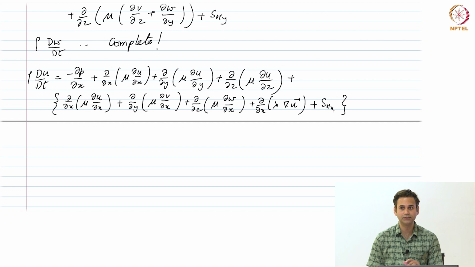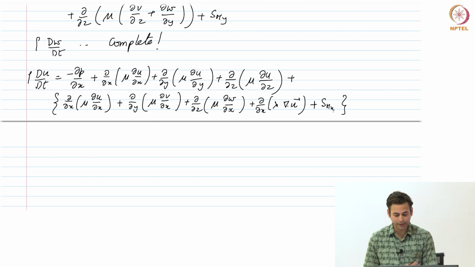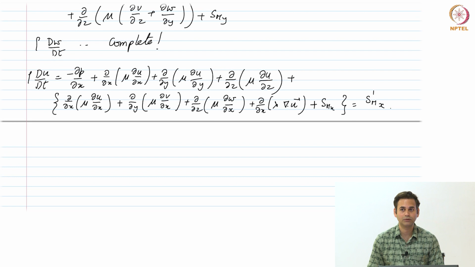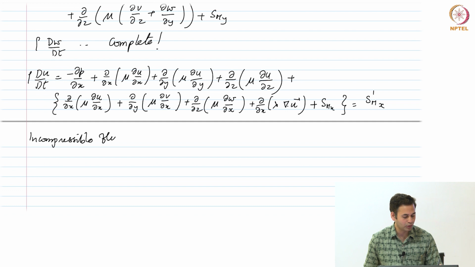Now let's say this entire thing in the curly braces, I'm going to denote it with a new source term called SM prime X. Okay. Fine. Now we'll see that SM prime X would be equal to SMX if we have an incompressible fluid. Okay, that's what we're going to look at. So let's say we have incompressible fluid or flow, plus we have constant viscosity. Okay, so that means our mu is also constant. If we have a constant viscosity as well as incompressible fluid, that means both properties are constant? Density is constant as well as mu is constant.